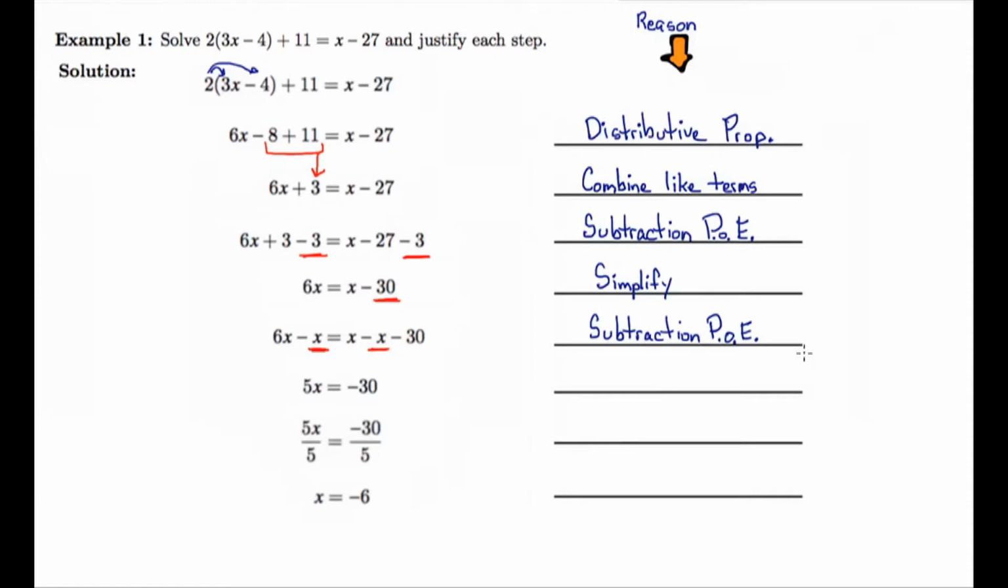Now I need to combine 6x minus 5x. That's just simplify. And now I need to get rid of multiply by 5. So I'm going to divide 5 to both sides. That's the division property. And then negative 30 divided by 5 simplifies to negative 6. And that's it. There's our solution.